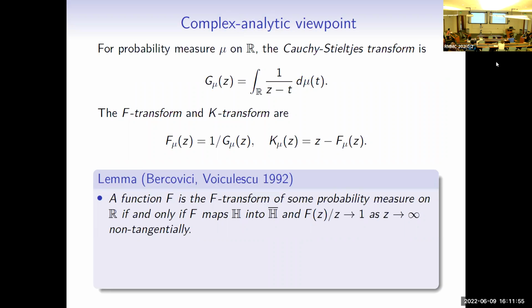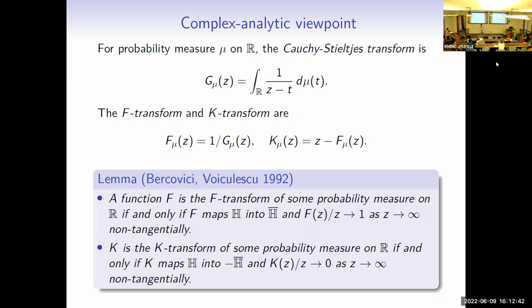Now we move back to the convolution. We want to use the transform to define the convolution of the measures. Thanks to Professor Berkovich, we have already seen these transforms before, like the Cauchy transform, F transform, and the K transform. It turns out we can uniquely determine the probability measure given this transform. For instance, if you have the F transform, and we know F over Z is asymptotically 1 non-tangentially at infinity, then you can define a probability measure given this transform. Similarly, for the K transform, as long as you know K over Z converges to 0 non-tangentially as Z goes to infinity, then we can determine the probability measure.